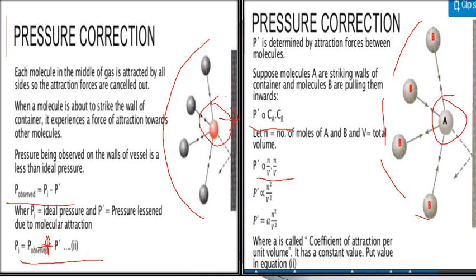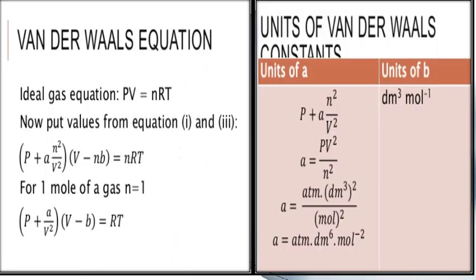Now remember it, p bar is equal to this. Now we have to place this value in this equation, इस equation में हमें इसे place करना है. Now by putting the value of p bar, you can have pi is equal to p plus a n square upon v square, right? Now this one is the pressure correction done for the real gas.